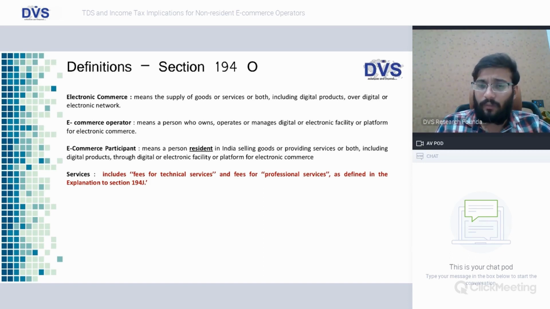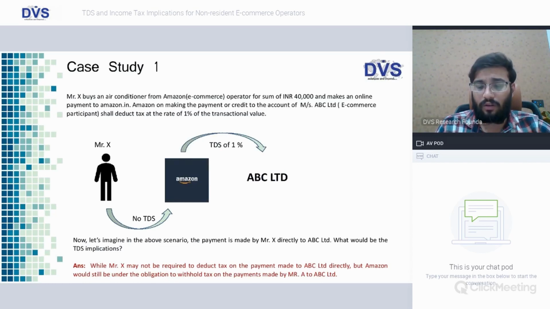Apart from this, no other services would get applicable. Online sale of goods would fall within the ambit of 194O. Case study 1: Mr. X buys an air conditioner from Amazon for a sum of 40,000 and makes an online payment to Amazon.in. Amazon, on making the payment of credit to the account of Messrs. ABC Limited, shall deduct tax at the rate of 1% of the transaction value.